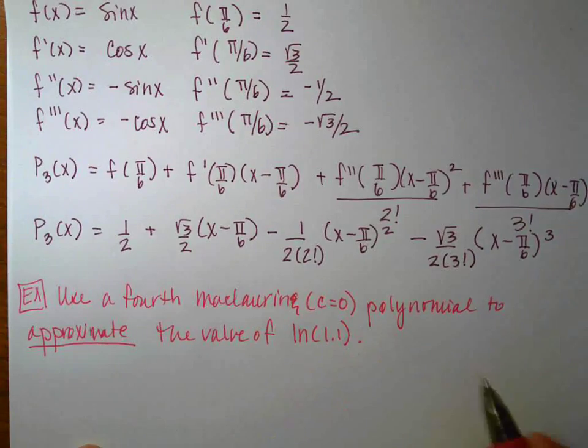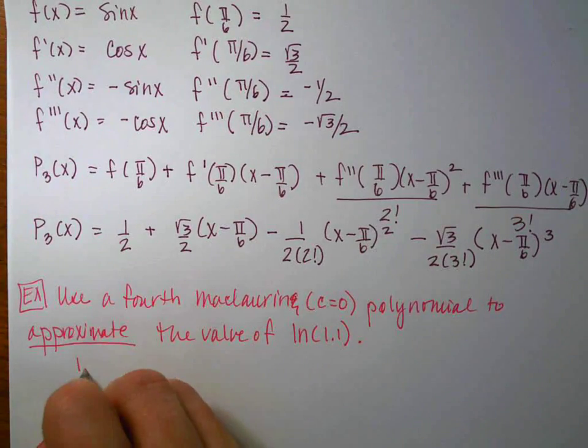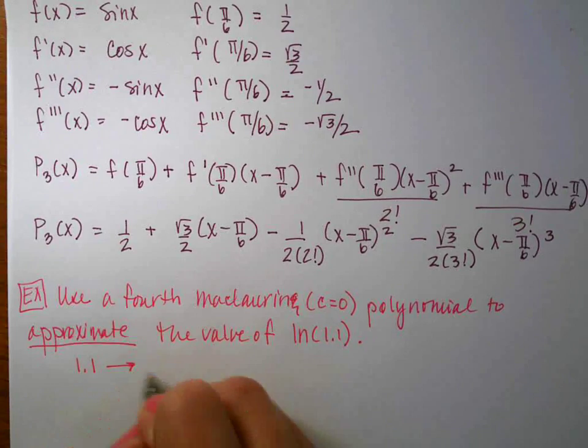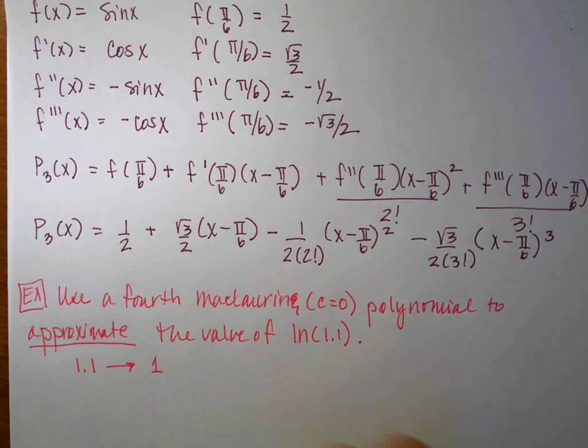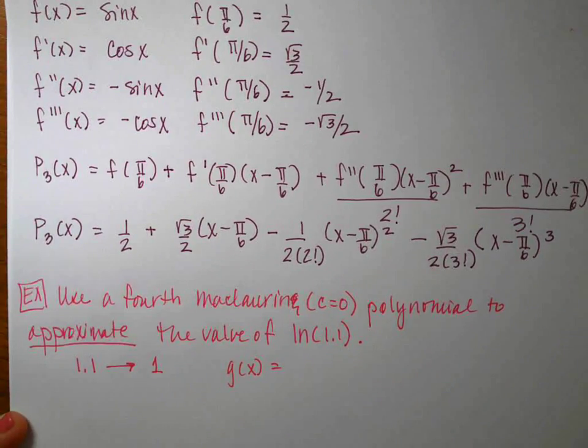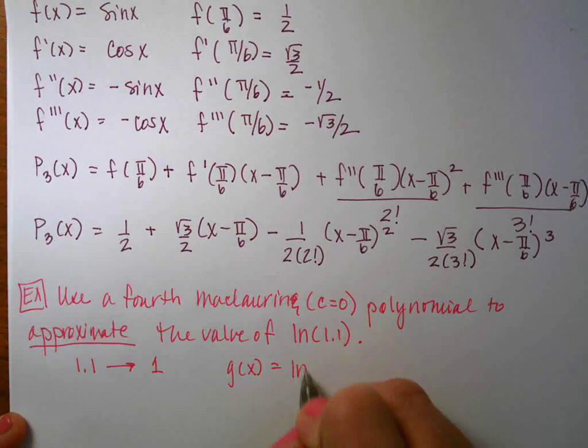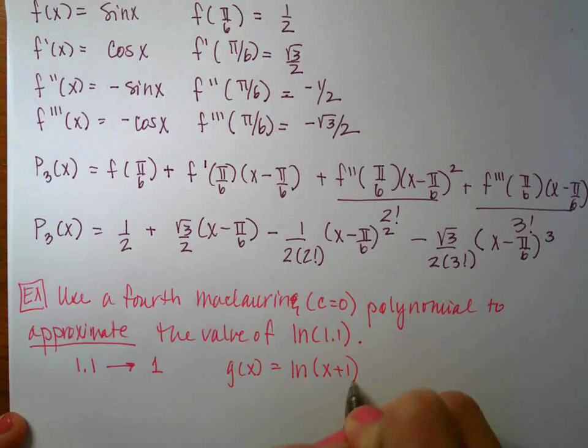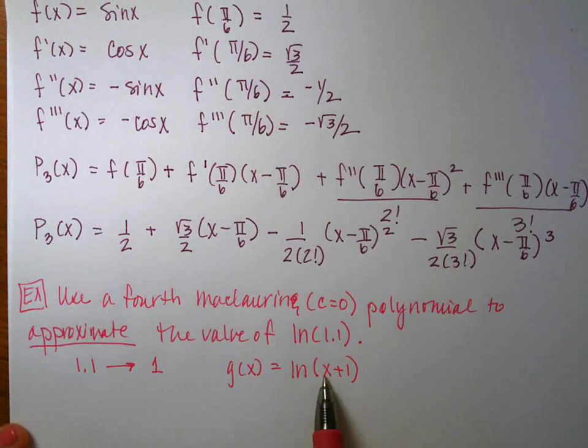Before we start doing our work, it's important to notice that 1.1 is closer to 1 than it is to 0. So since 1.1 is closer to 1 than it is to 0, we're going to write our function g of x. Did I give you the function? No. Okay, so g of x is going to equal the natural log of x plus 1. I can let my x equal 0, but what I want to do is get closer to 1.1, so I'm just going to add 1.